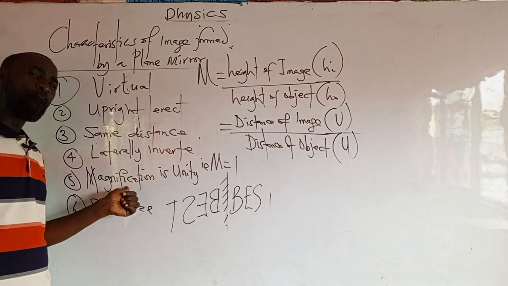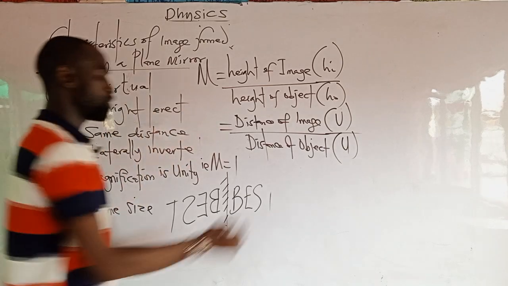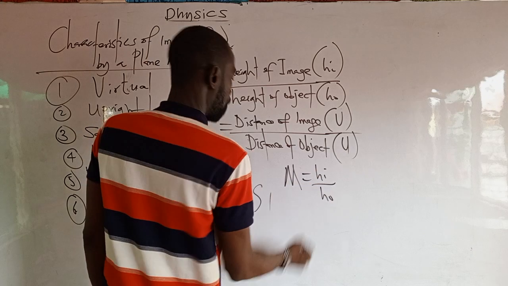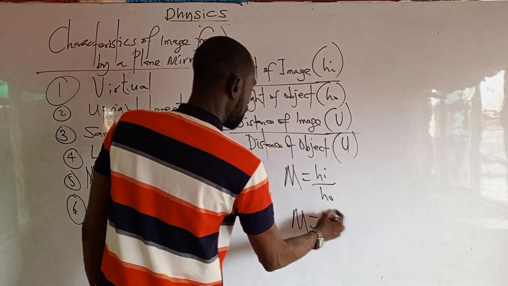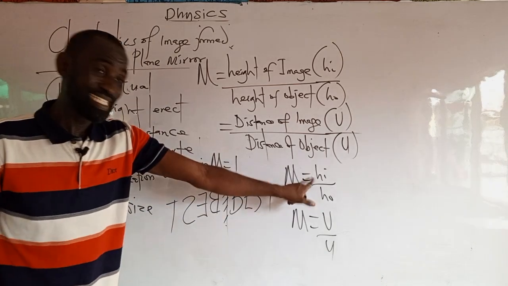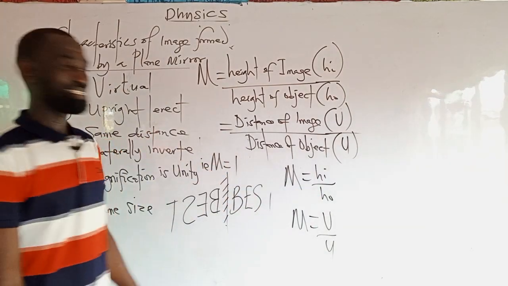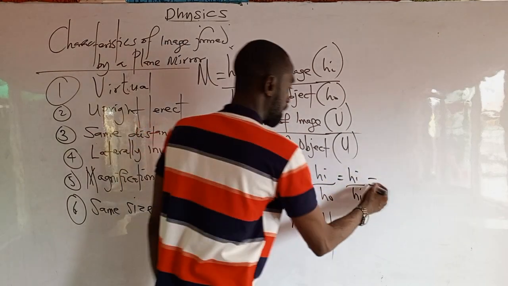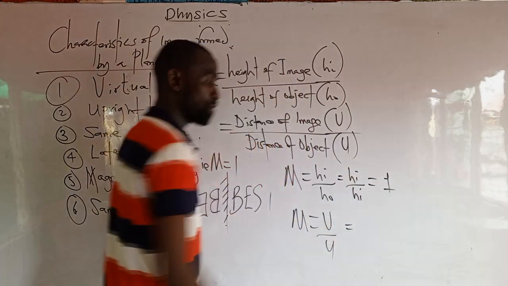Why is this magnification equal to 1? See it now. Our m can be Hi over Ho, or our m can be V over U. And what happens in a plane mirror? Image height is the same as object height. You can say Hi, the same thing. So it gives 1.